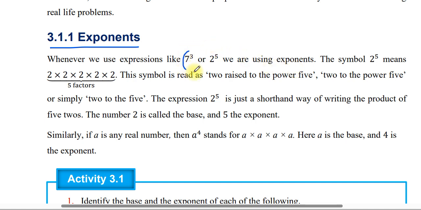The simple 2 to the power of 5 means 2 times 2 times 2 times 2 times 2.